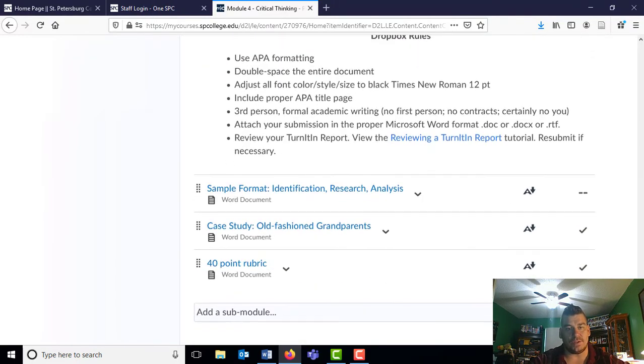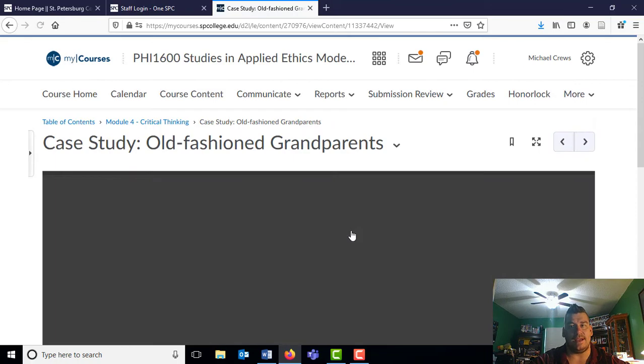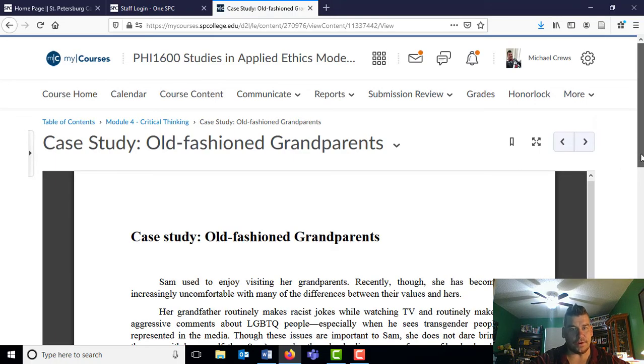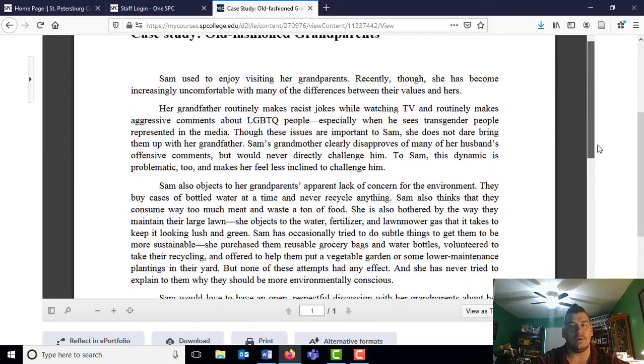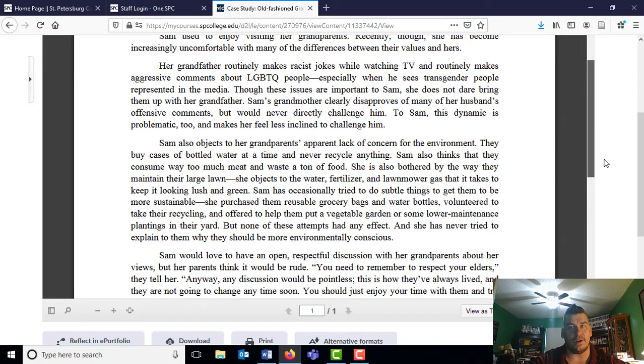This is the case you must use. If you use anything other than this case, you'll get a 0 for the assignment. The case is here. This is what we're doing together as a class, okay? So first, you're going to come through and read this specific scenario. And then you're going to start your critical thinking application process.